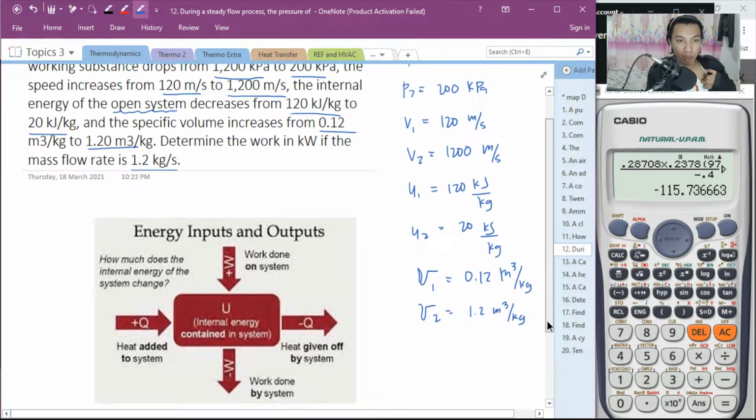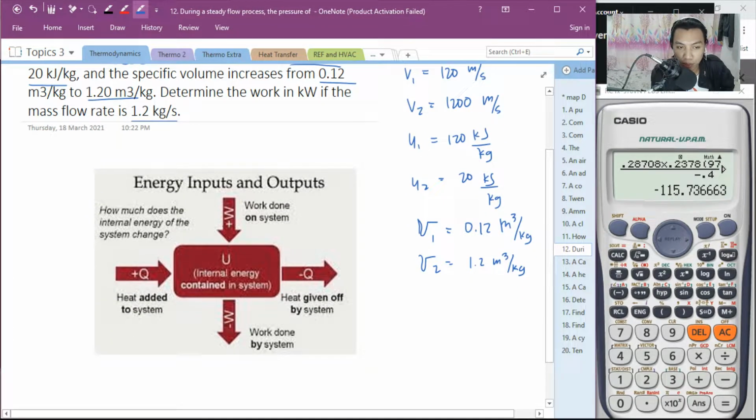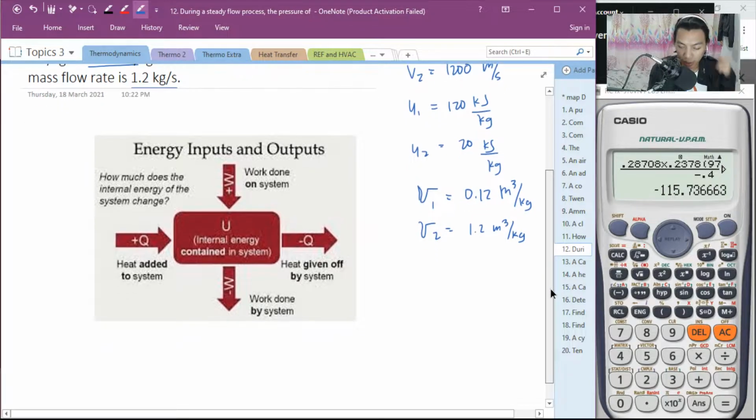Your work there, if the work is negative, again, that is done by the system. And if work is done on the system, that is positive. Okay, you should denote whether it is done on or done by.